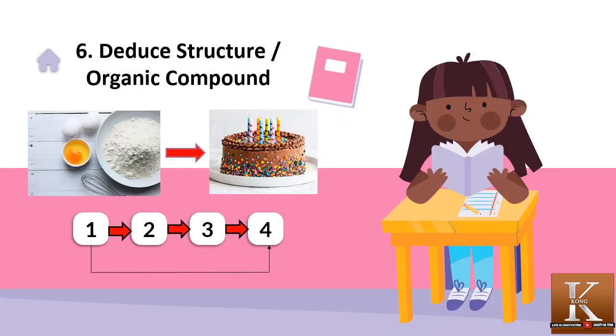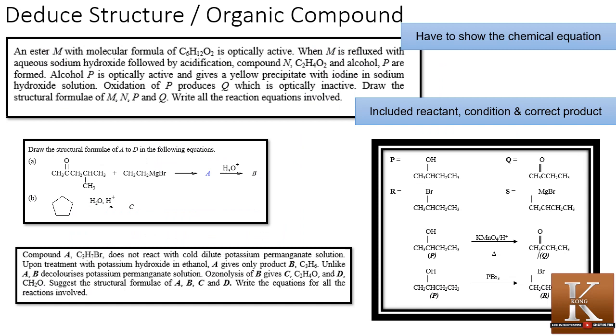So next, deduce the structure of organic compound is actually quite similar to preparation and chemical reaction. But in this, the question might have long sentences. A simple one is also possible. This is the simple one actually. So this one is also deducing the structure based on the chemical reaction or preparation. Most of the time, it's a long question asking you to deduce. So you have to identify what the products P, Q, R, S are. You have to state clearly what is P, what is Q, what is R, what is S. At the same time, you have to show the chemical equation as well.